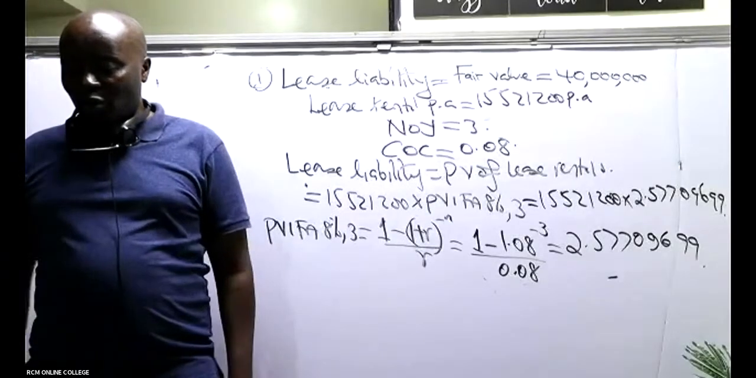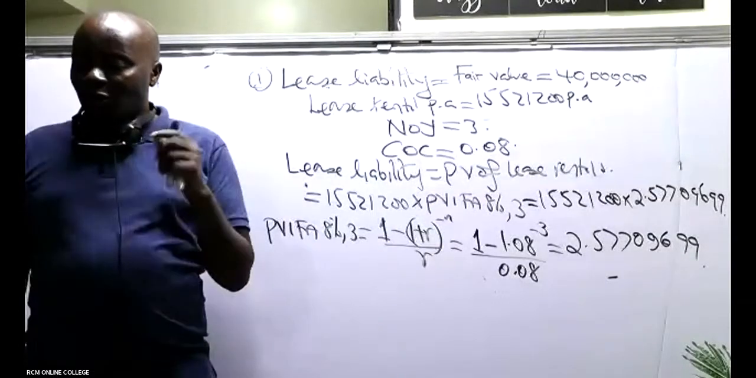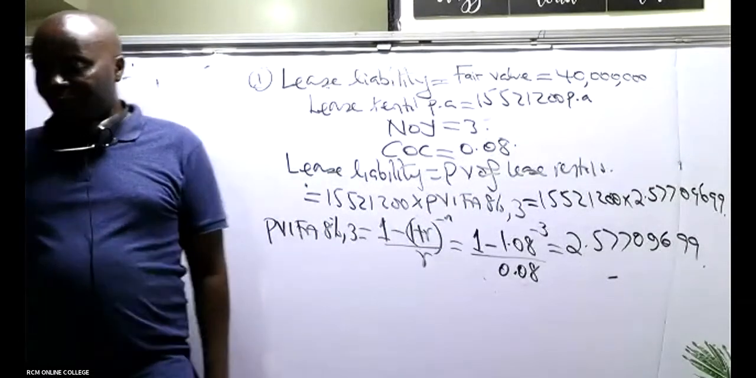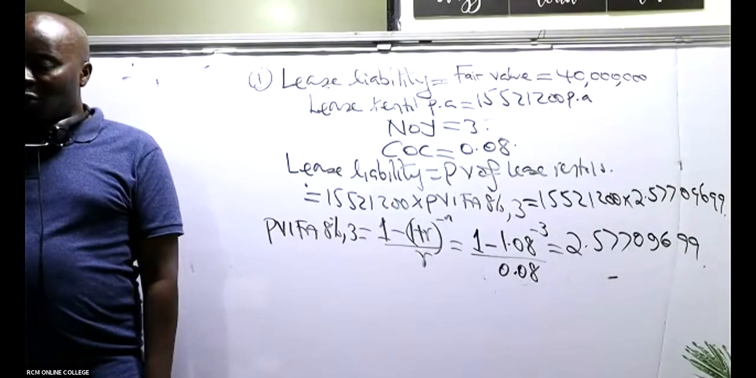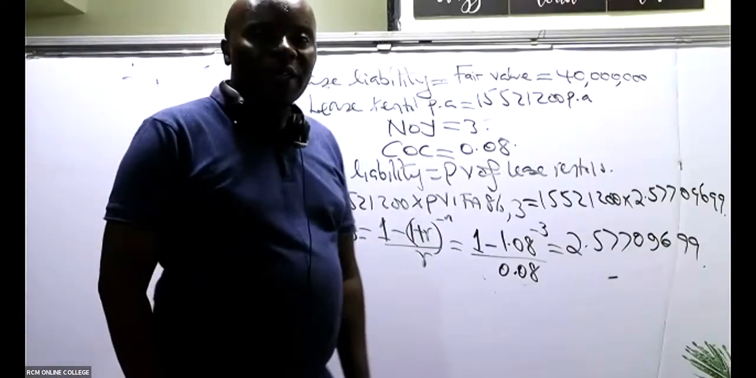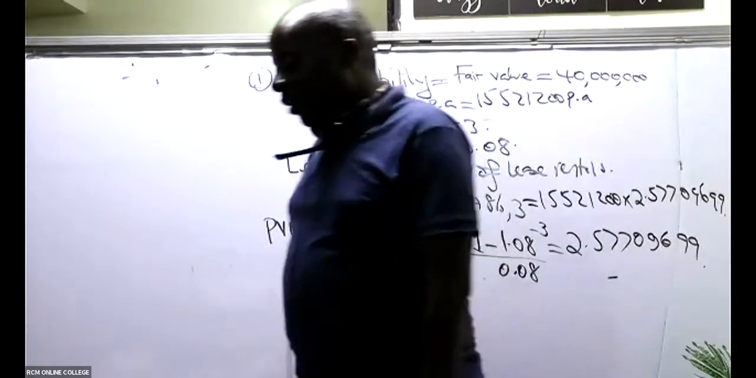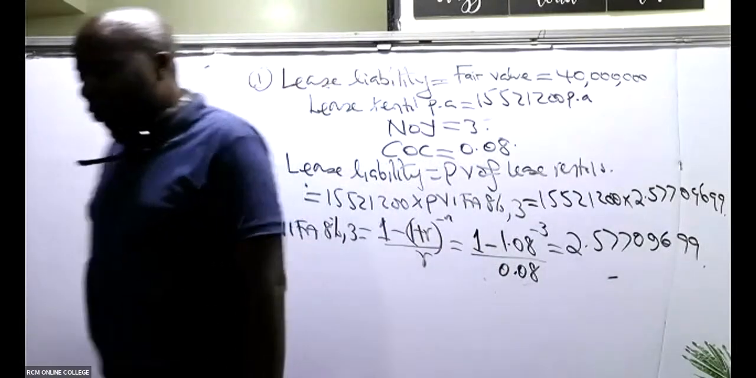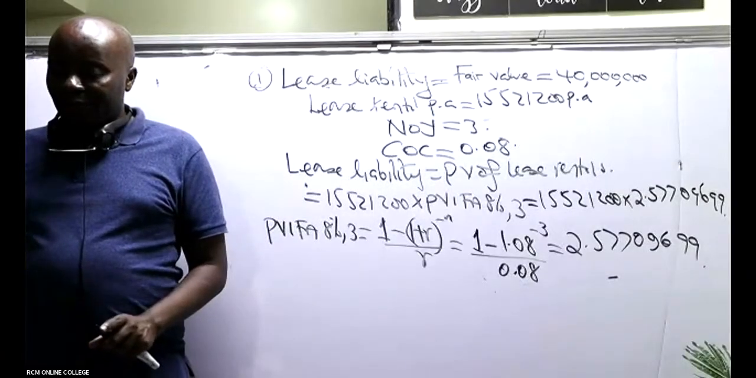Is there somebody who is able to confirm? It may be 39, blah, blah. It's going to be very close to that 40 million, which confirms that whenever the fair value of an asset is given, then that will be the lease liability. Whenever the fair value of an asset is given, then that automatically will be the lease liability.